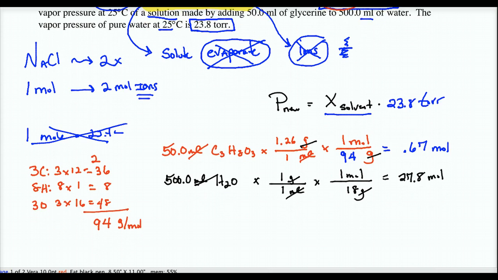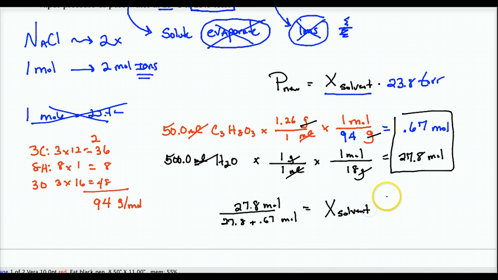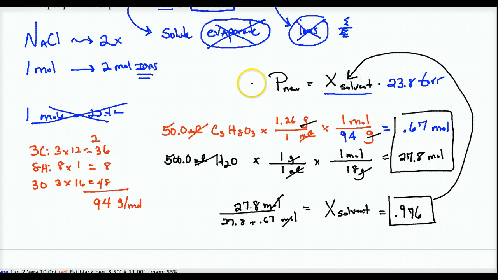And now what we're going to do is find the mole fraction. We take our total moles. So our mole fraction is going to be 27.8 plus 0.67, and I want the mole fraction of the solvent, so the water goes up top, 27.8 moles. Let's go find that number. So the mole fraction of my solvent, which is the water, is 0.976. It doesn't have a unit because the moles cancel, and that value goes right here. Let's solve for my new pressure, and this would be 23.2 torr. I keep the torr because the mole fraction has no units.